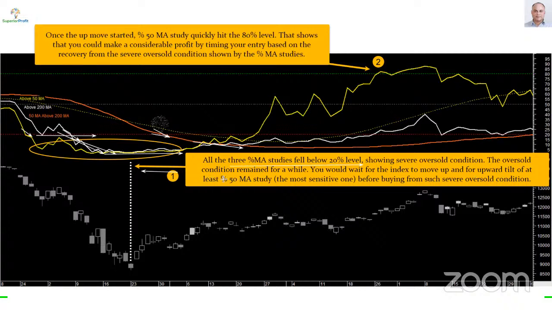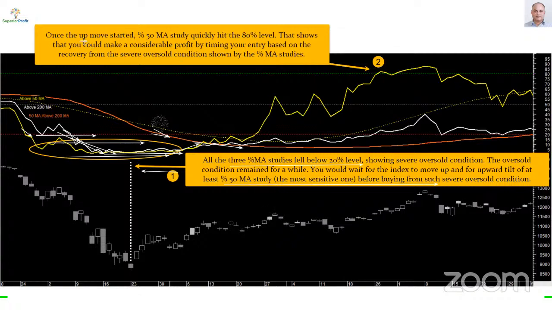The oversold condition remained for a while, this elliptical area. They didn't start to tilt up. The yellow line was flat. The white line was also flat. Again, yellow is more sensitive. You would wait for the index to move up and for an upward tilt of at least the percentage 50 MS study, the most sensitive one, before buying from such oversold condition. So we could start to buy from here.